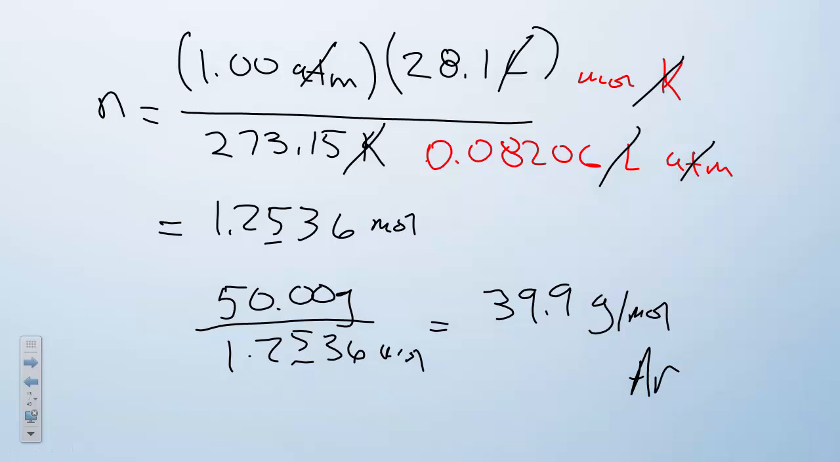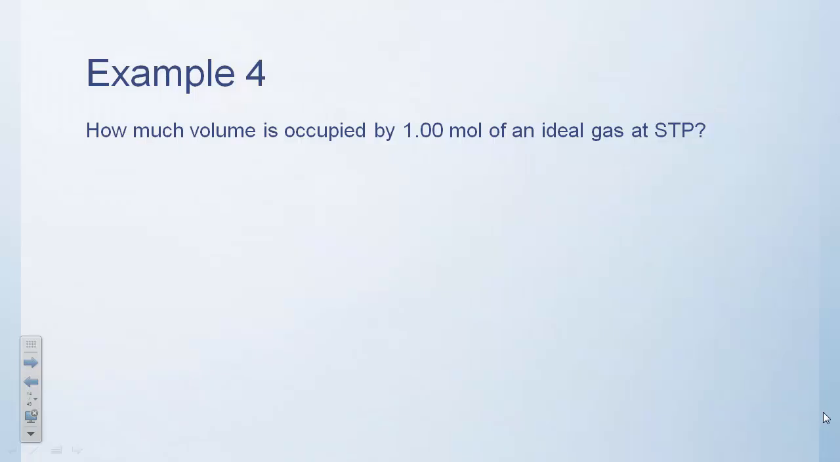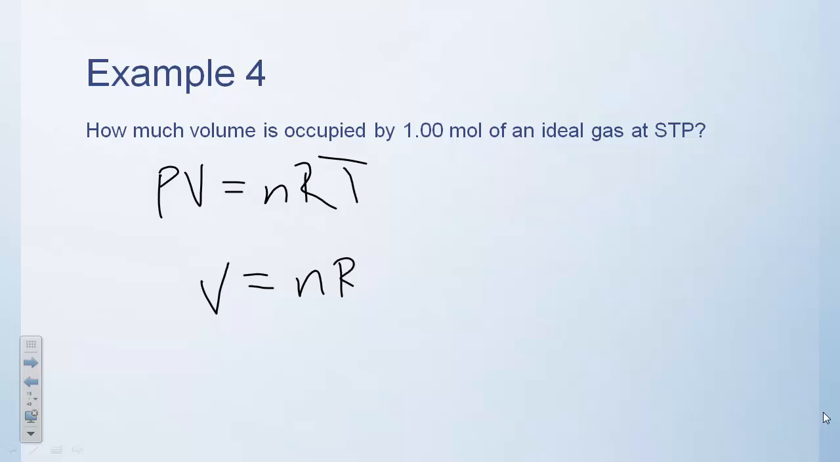Let's move on to our next example. Just two more examples left. Thanks for hanging in there. In this example, we're asked to find how much volume would be occupied by 1 mole of gas at STP. So once again, we're at standard temperature and pressure, and we want to find the volume occupied by 1 mole of gas. If we start with PV equals nRT, we want to solve for the volume, so we'll say that volume is equal to nRT over P.